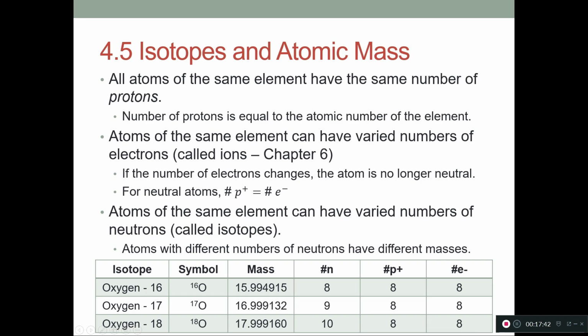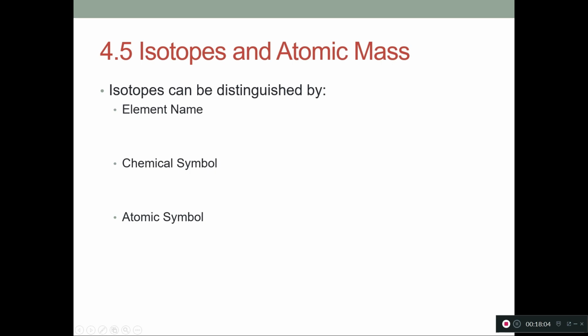So the two things to notice here, the number of protons does not change between these. The other thing to notice is the number of neutrons does change between these. So we can have different numbers of neutrons, which will change the mass. We can see the mass column here increases as we increase the number of neutrons, but the number of protons never changes.